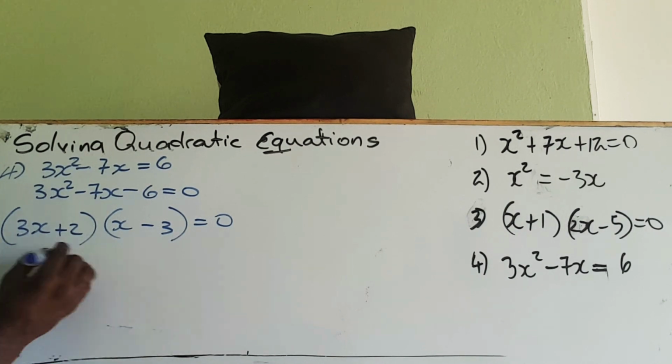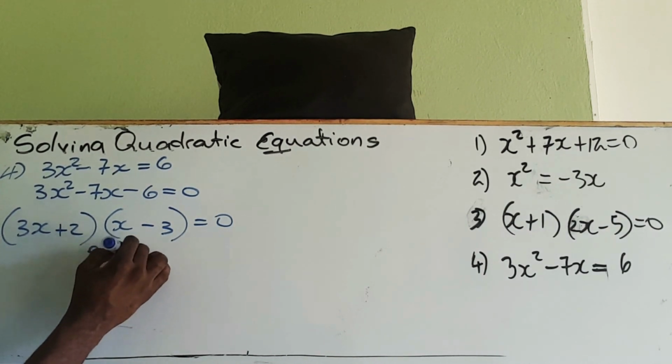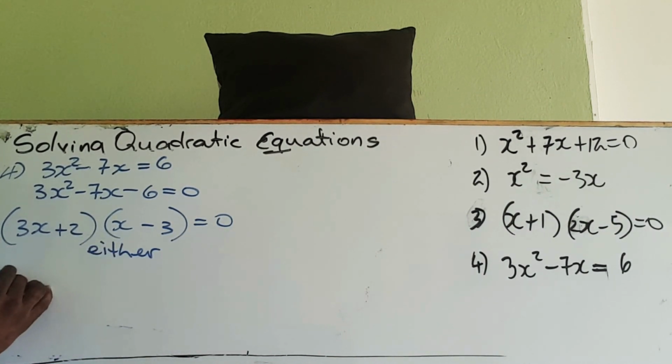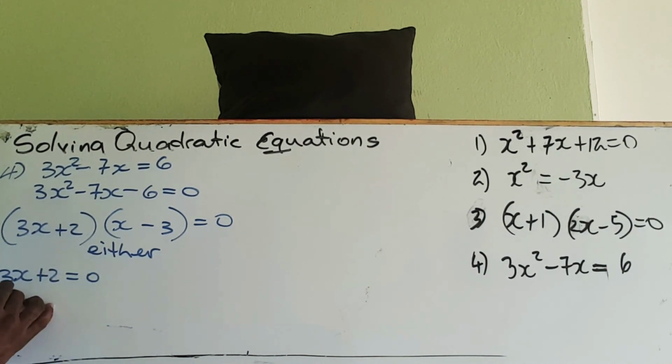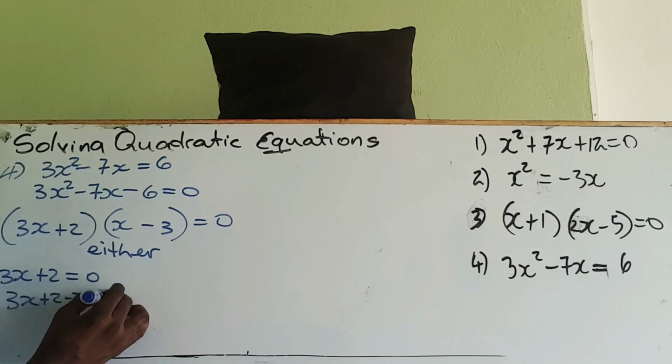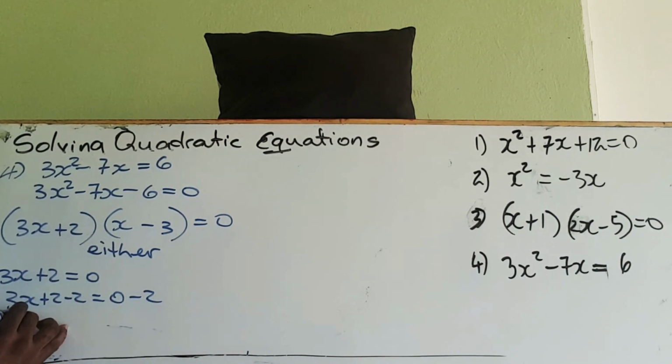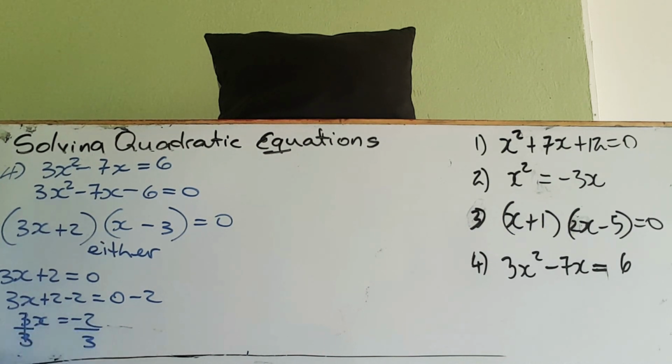Since we have the factors, we could now use our either-or. So either 3x plus 2 is equal to 0, which means that 3x plus 2 minus 2 is equal to 0 minus 2. 3x is equal to minus 2. We divide both sides by 3. Then x is equal to minus 2 over 3.